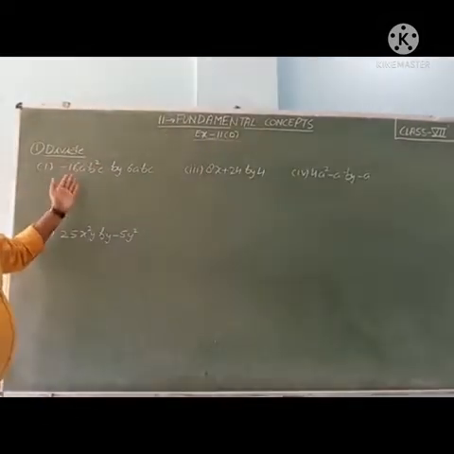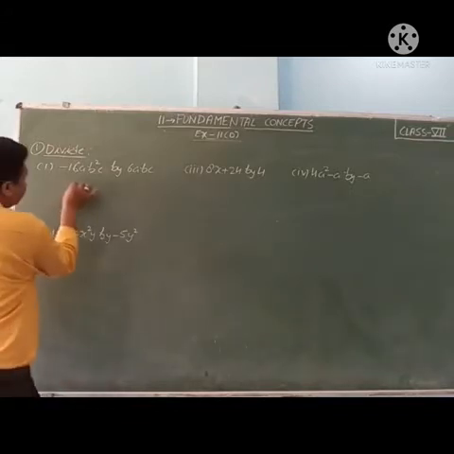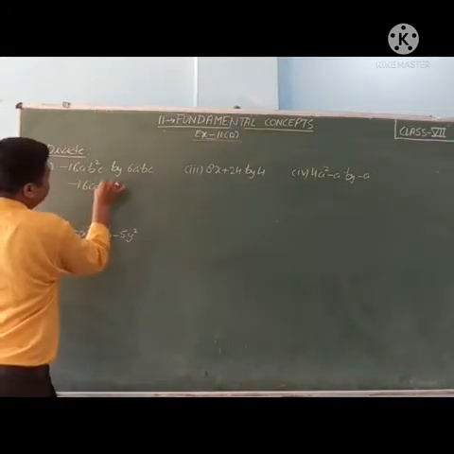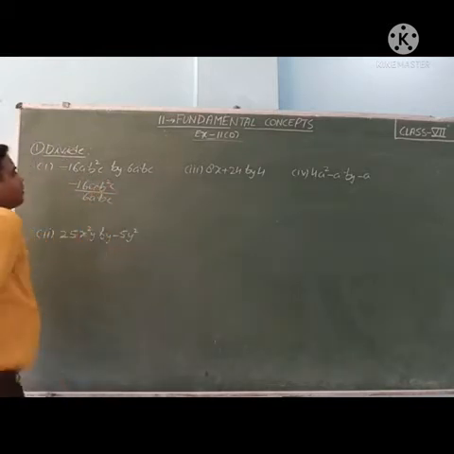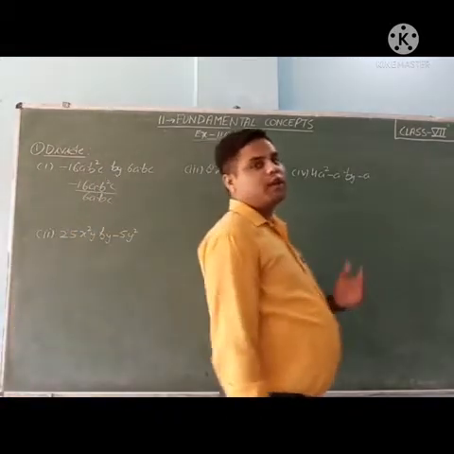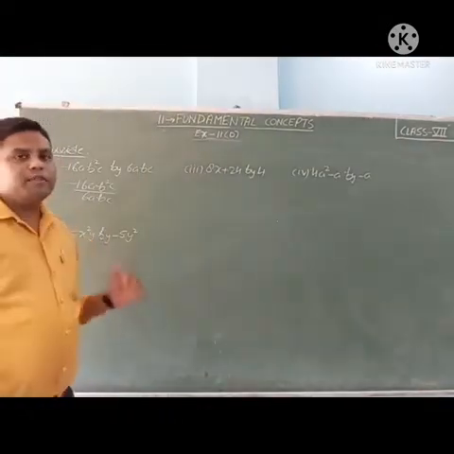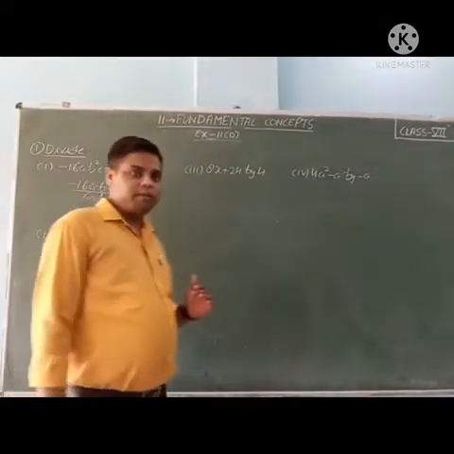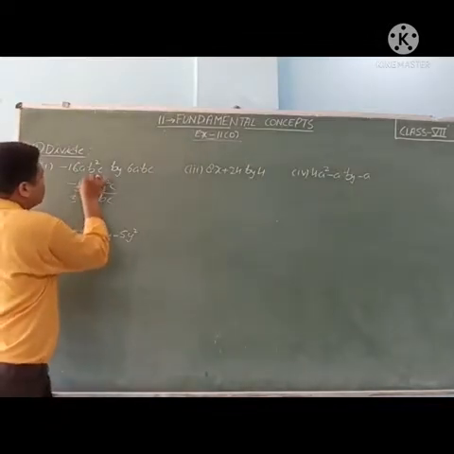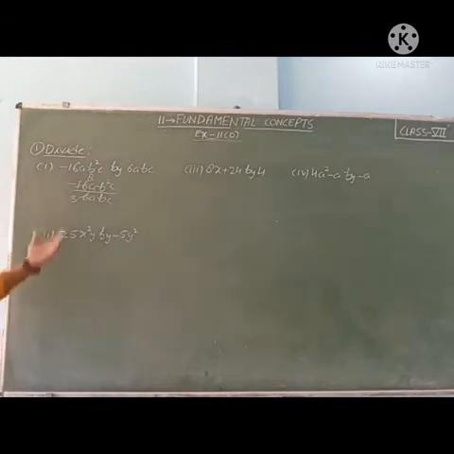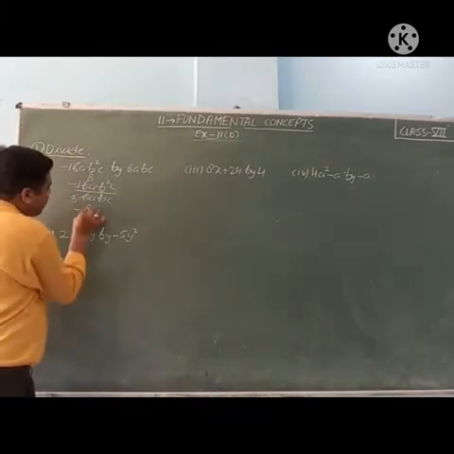First part is minus 16ab²c by 6abc. So first we will write minus 16ab²c upon 6abc. As I told you, in multiply we will add the powers of the same variable, and in divide we will subtract the powers of the same variable. So first we will divide the numbers. 2 3s are 6, 2 8s are 16. Now 8 and 3 are not divisible by any same number, so minus 8 upon 3.